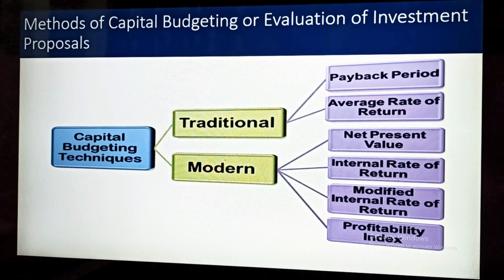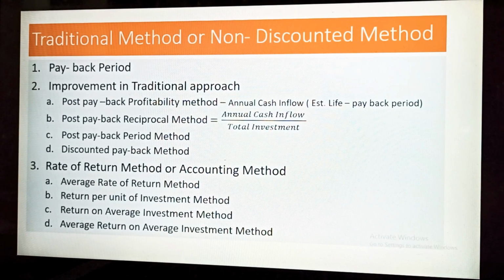First I will talk about the traditional or non-discounted method. Under this I have given three methods. Number one is payback period, and another is improvement in the traditional approach. Under this you will find four methods: post payback profitability method, post payback reciprocal method, post payback period method, and discounted payback method. The third one is the rate of return method, also known as the accounting method.